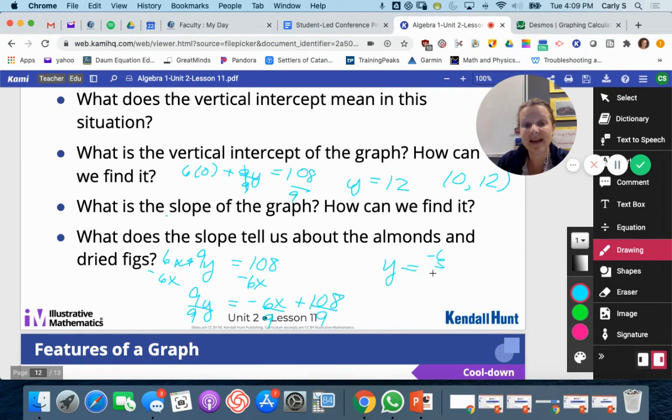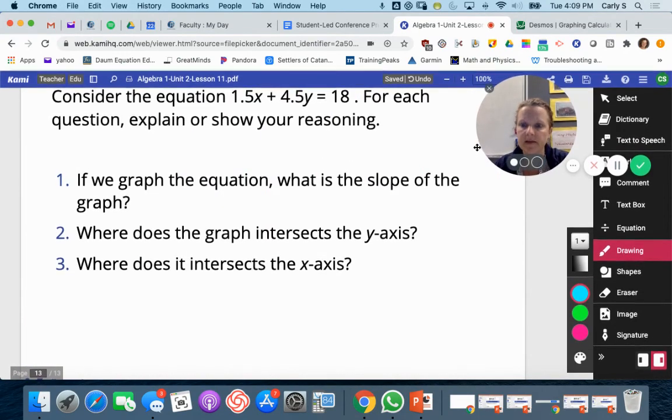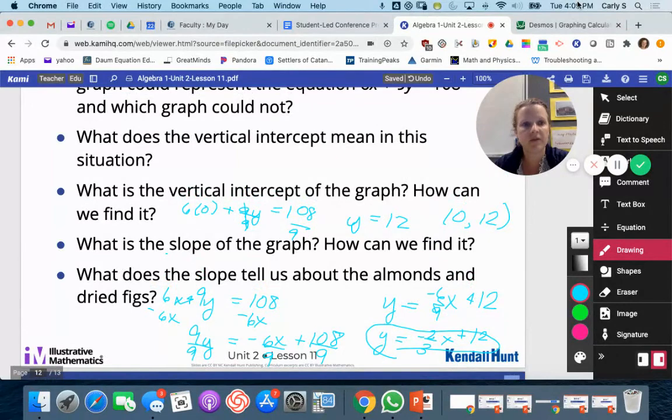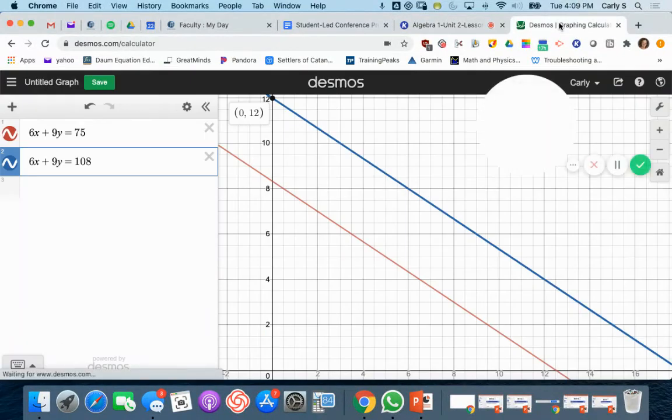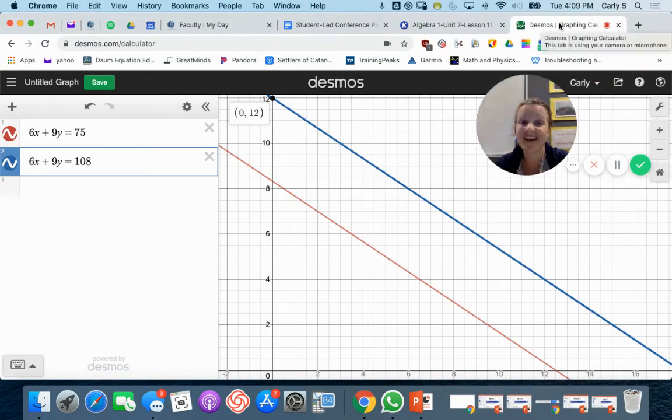The slope has not changed because the slope is the relationship between the almonds and the figs, and that ratio has not changed. 6 and 9 is still the ratio between the almonds and the figs. We can reduce it, but it's going to be an equivalent fraction. And if you look at the graph we did, our lines are parallel. If you look at the graph, the lines are perfectly parallel.